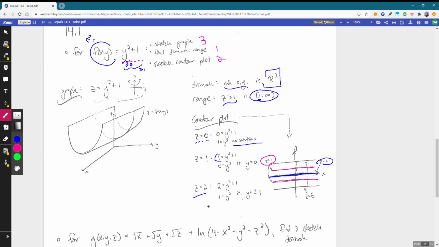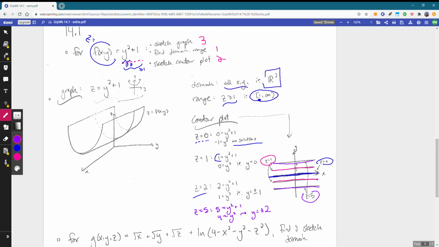And similarly, we could keep on going. Here I have z equals 5. We can maybe work that out here. If we did z equals 5, we get 5 equals y squared plus 1. So y squared equals 4. So y is plus or minus 2. And we're seeing that here. So again, 2 curves where we have that same elevation of z equals 5. We can see that as we increase z, we're going to get, again, 2 lines that are going to be spreading out more and more.